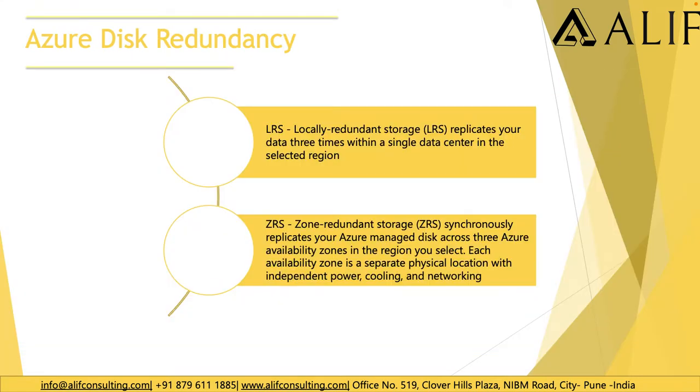Now here are the redundancy types available for Azure Disk. We have two types of redundancy. One is called LRS and the other GRS. We have already covered this in the Azure storage account, but I'll let you know again. LRS basically keeps three copies within a single data center, and GRS keeps three copies across the region and a minimum of three data centers.